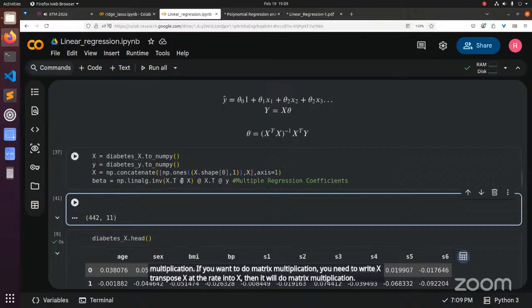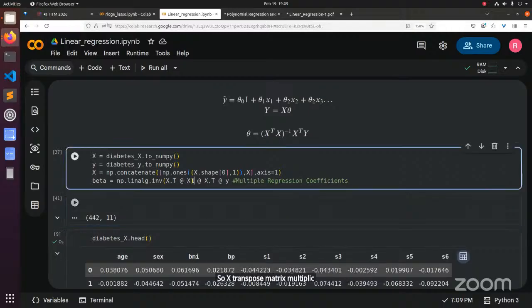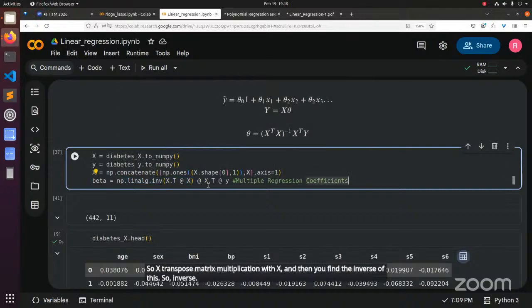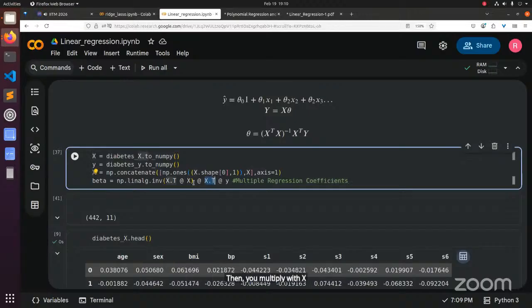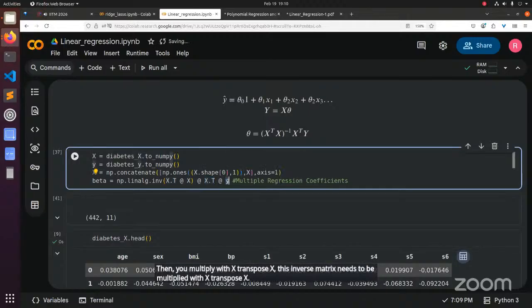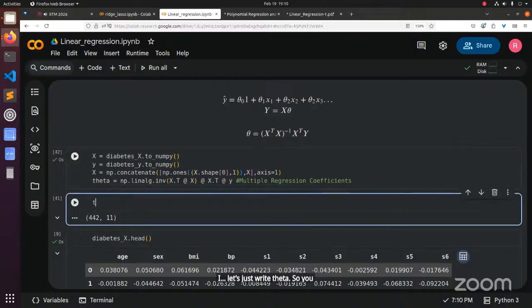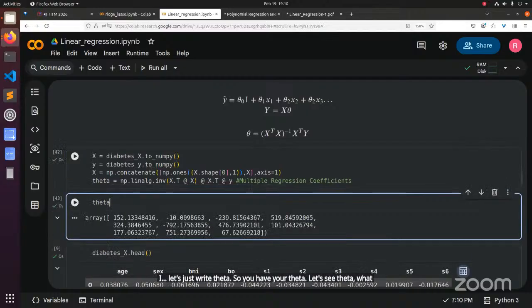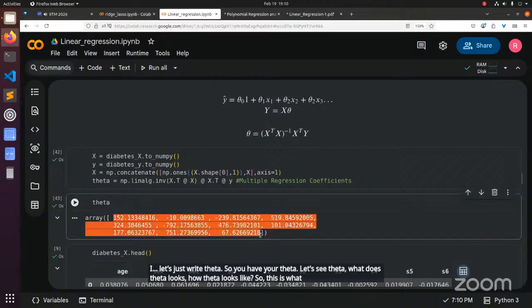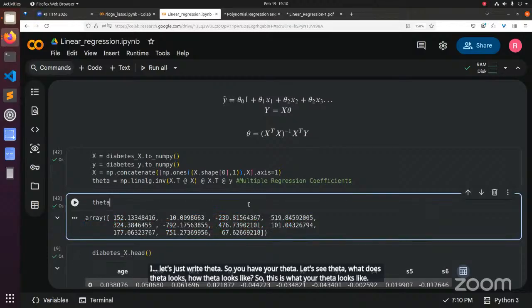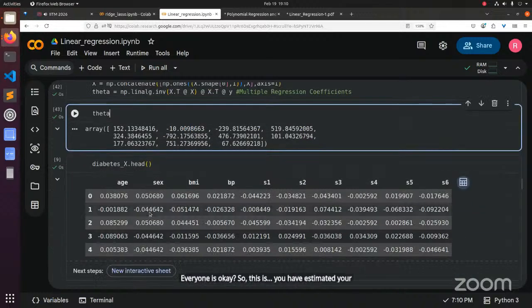So x transpose matrix multiplication with x, and then you find the inverse of this. This inverse matrix needs to be multiplied with x transpose, and then you multiply with the y vector, right? And then you will get your theta. Let's write this as theta. Let's see what theta looks like. So this is what your theta looks like. Everyone is okay? So you have estimated your theta.